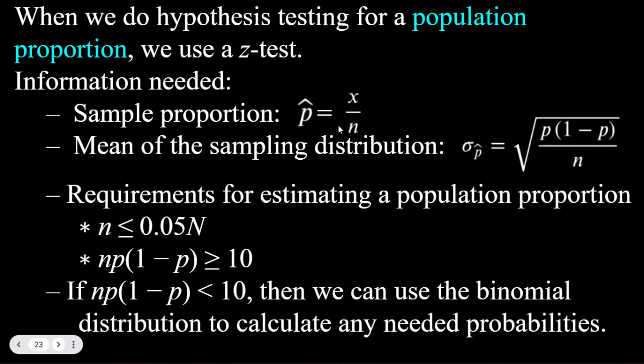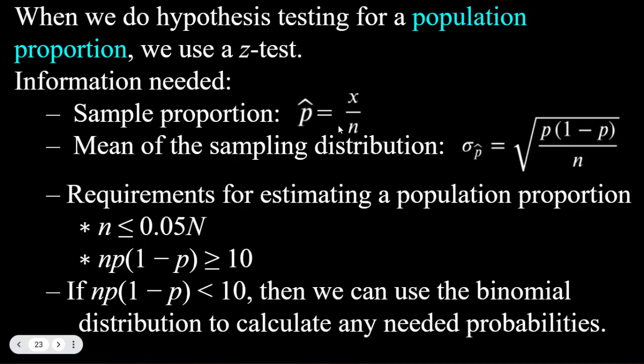The third type of hypothesis testing that we're going to start out working with is for population proportions. And in this case, we use a z-test. The information needed is the sample proportion, p hat, which is x divided by n, the number of items with the characteristic divided by the sample size.